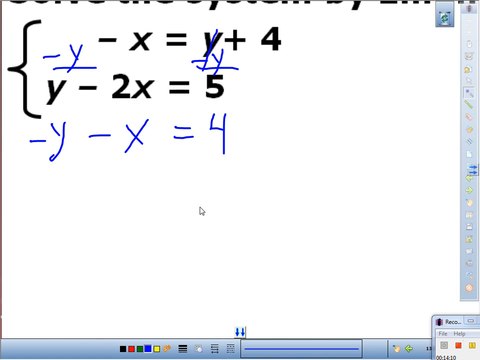And do you know what to do from there? Yeah. Finish it off, please. Go. Copy that and finish it off. All right, check with the neighbor, see what they got.